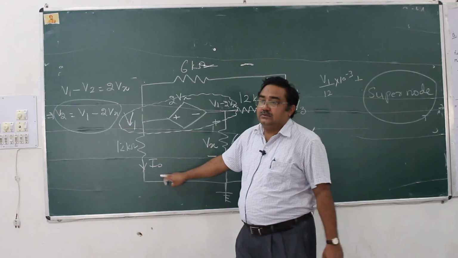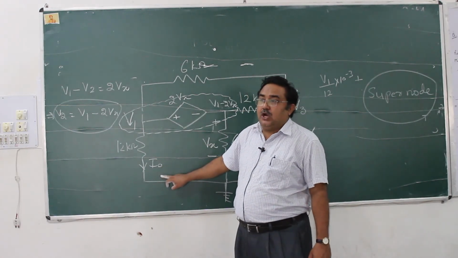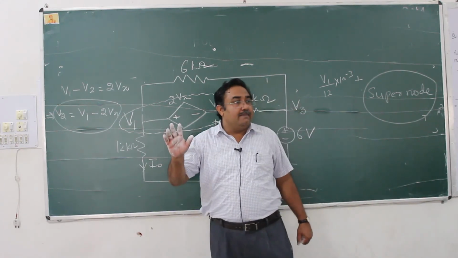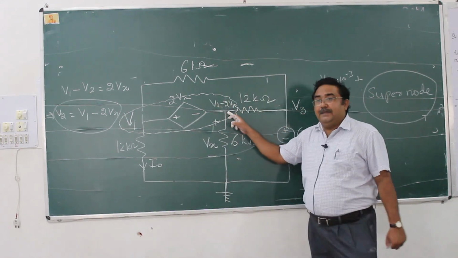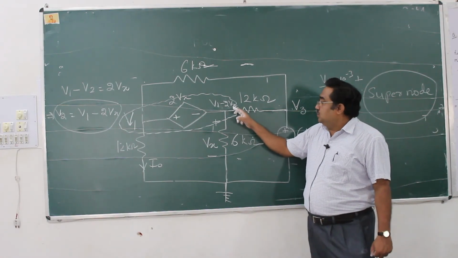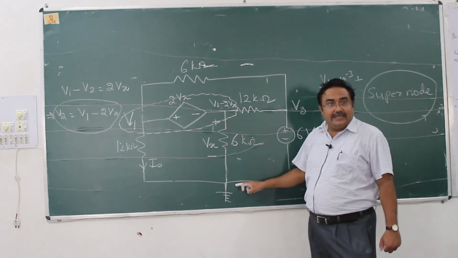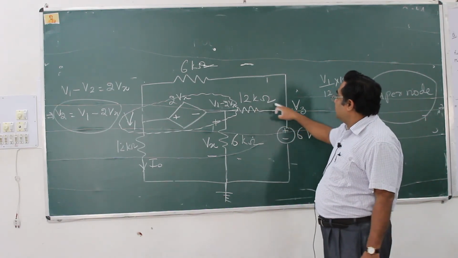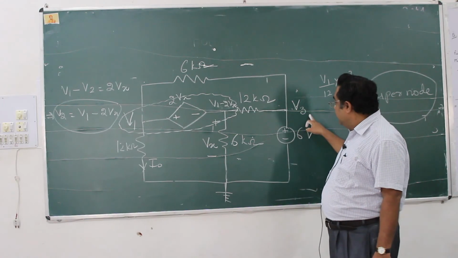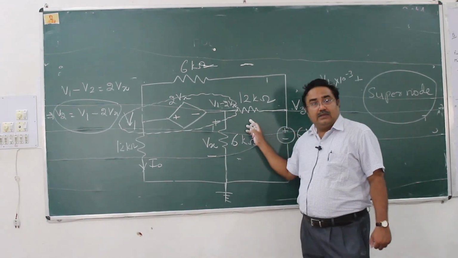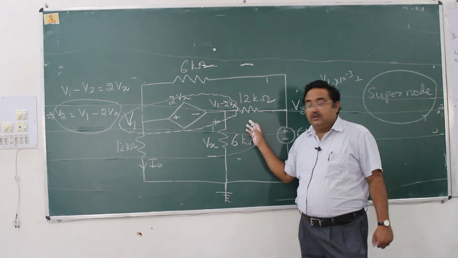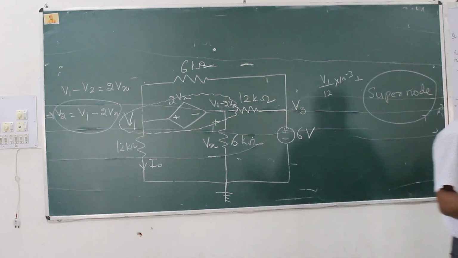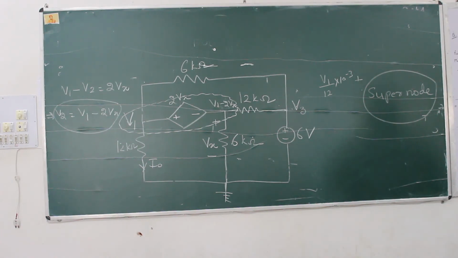What will be here? V1 upon 12 into 10 raised to power minus 3. What will be there? V1 minus 2Vx upon 6. Clear? What will I have? V1 minus twice Vx minus V3 upon 12 into 10 raised to power minus 3. Clear or not? Okay, so this will become a single equation.